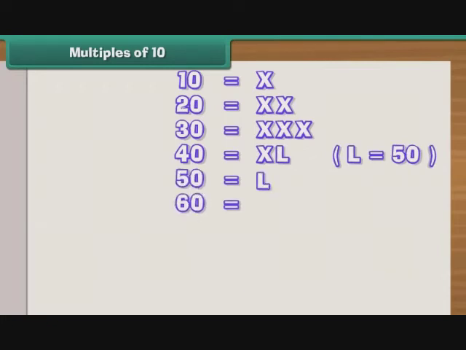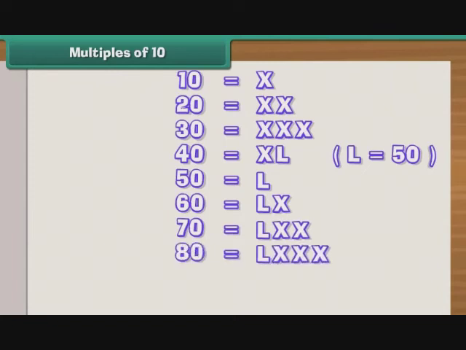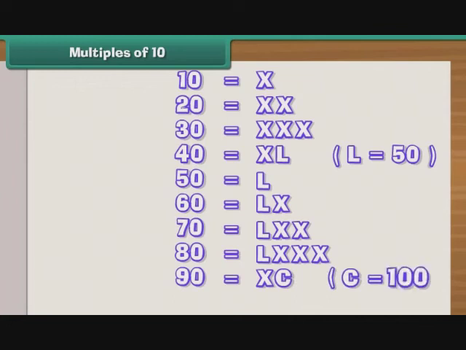Similarly, 60 is 50 plus 10, that is LX. 70 is 50 plus 20, that is LXX. 80 is LXXX. 90 is 10 less than 100, so it is written as XC, where C stands for 100, and 100 is C.